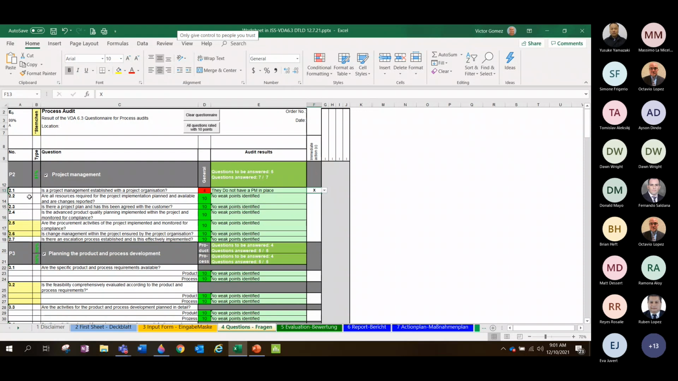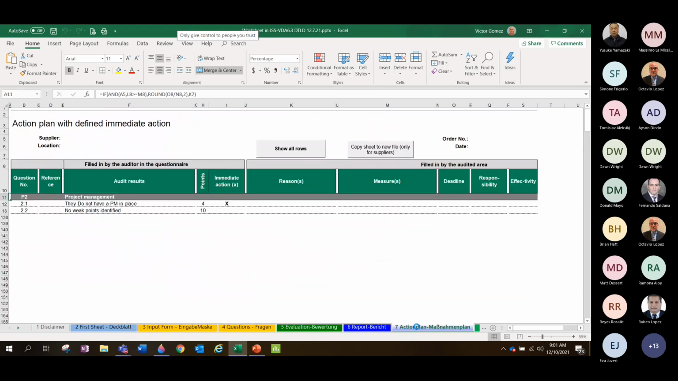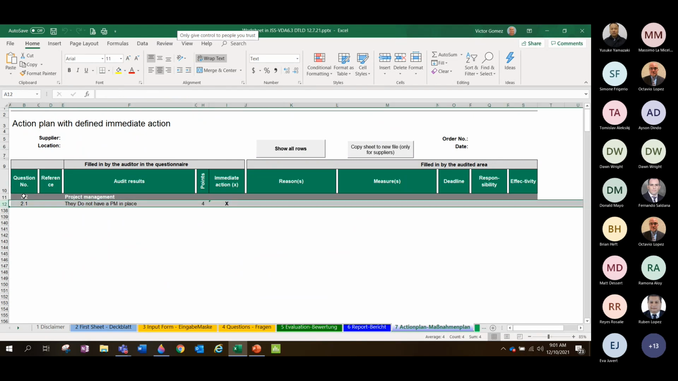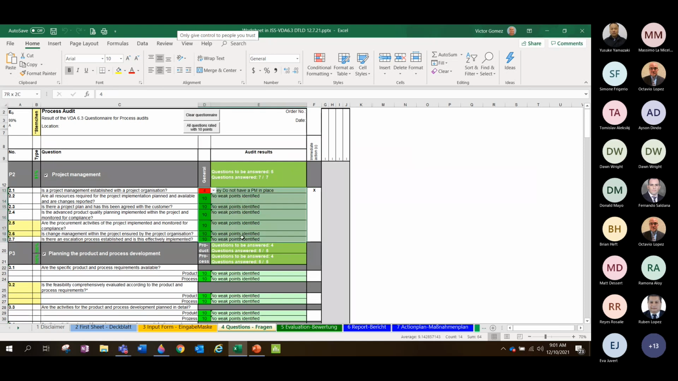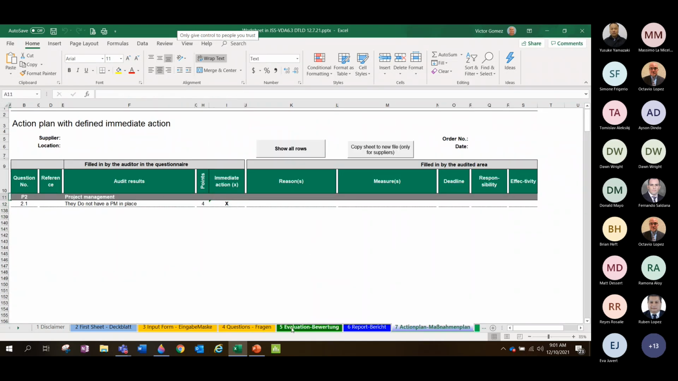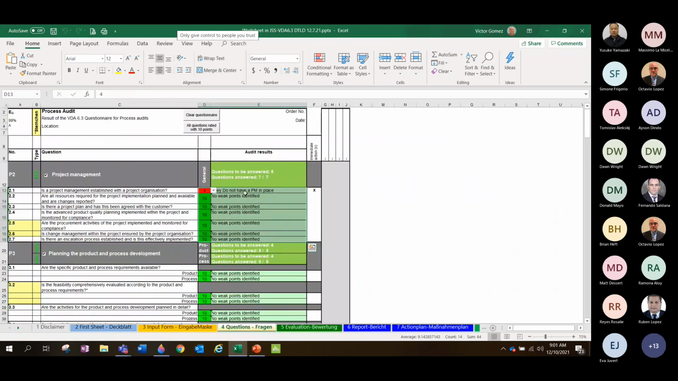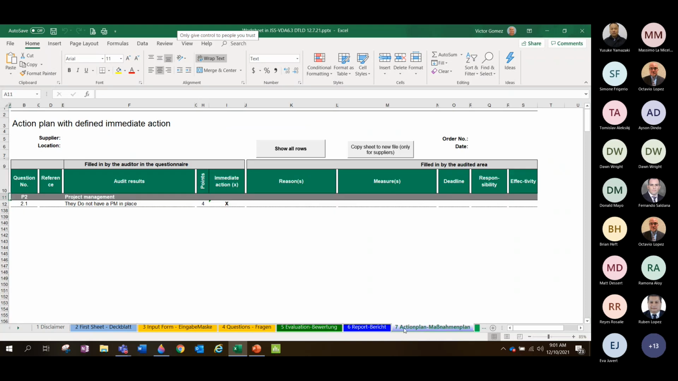So this questionnaire item I already ranked as 4, and I put a comment in here saying immediate action required. We go to the report, to the action plan, and under element P2, sub-element 2.1, they do not have a PM in place. They just have 4 points, and this requires immediate action. What you describe over here will be passed automatically to the action plan. So my recommendation is always to put your comments and mark it as immediate action, so a finding plan is automatically created, and this finding plan has to be shared with the audited.